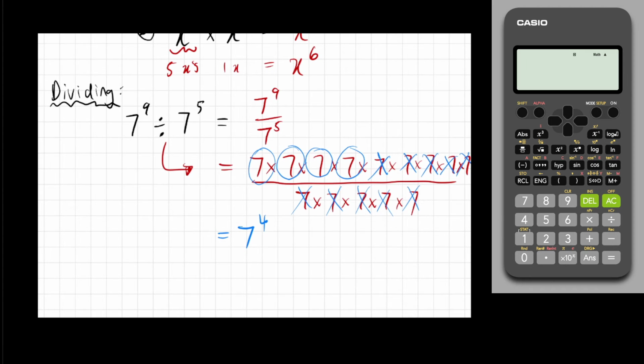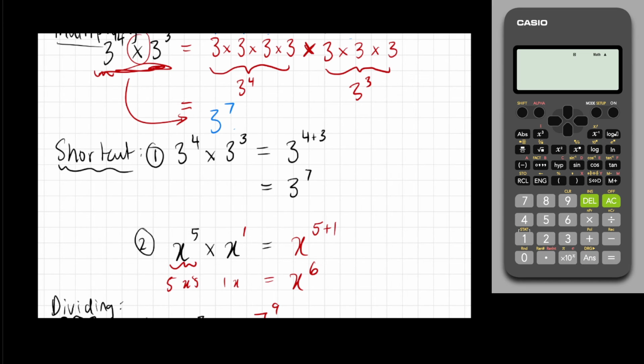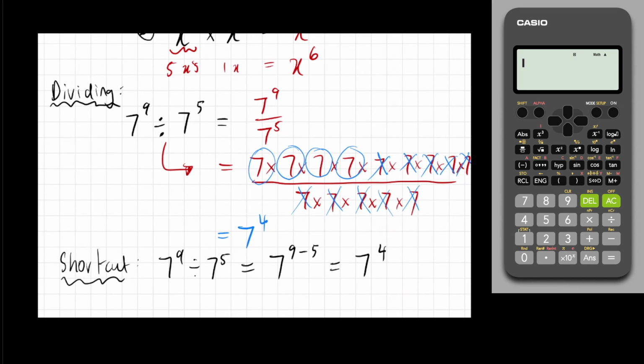Now, I wonder if you guys can see the shortcut for this one. The shortcut is pretty straightforward. If we rewrite this again, 7 to the power of 9 divided by 7 to the power of 5, well, if you do 9 minus 5, you're going to get your answer of 7 to the power of 4. Very, very straightforward, I personally think. So essentially the rules are, if you're multiplying, you add the little powers together. If you're dividing, you subtract the little powers. Okay. And that's pretty much it.